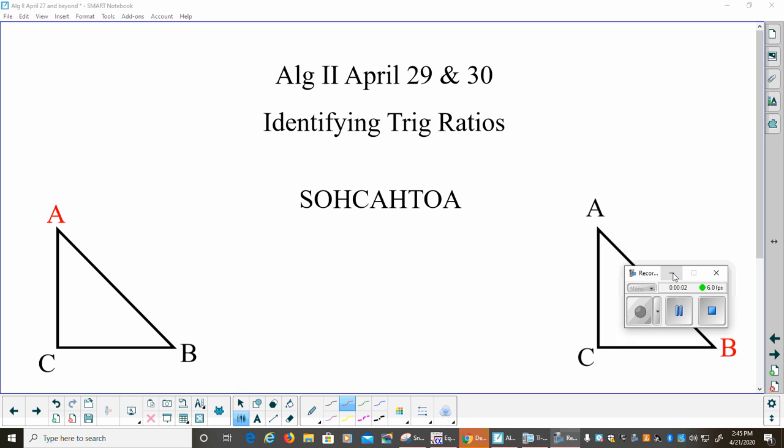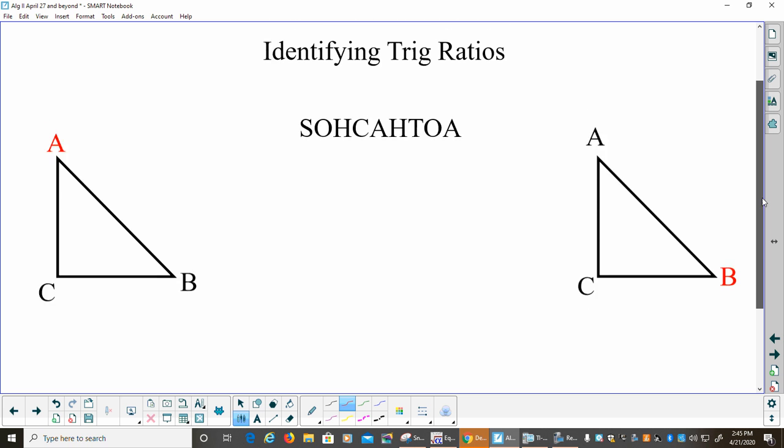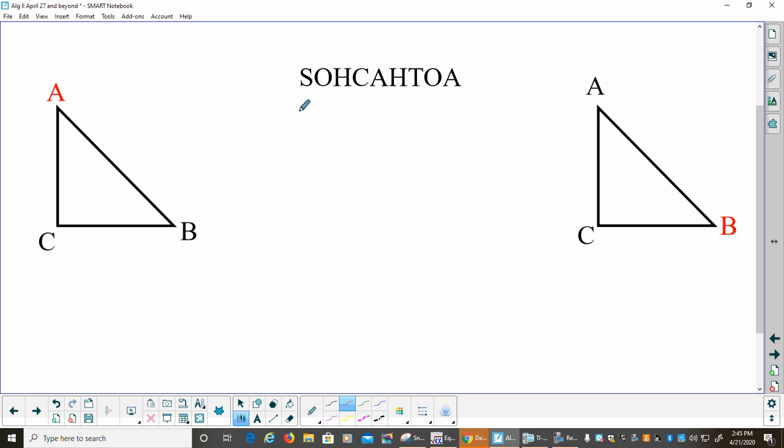Hello everyone, this is your first actual assignment with trig, and the first thing we need to do is figure out what the trig functions are. So you have sine, cosine, and tangent.